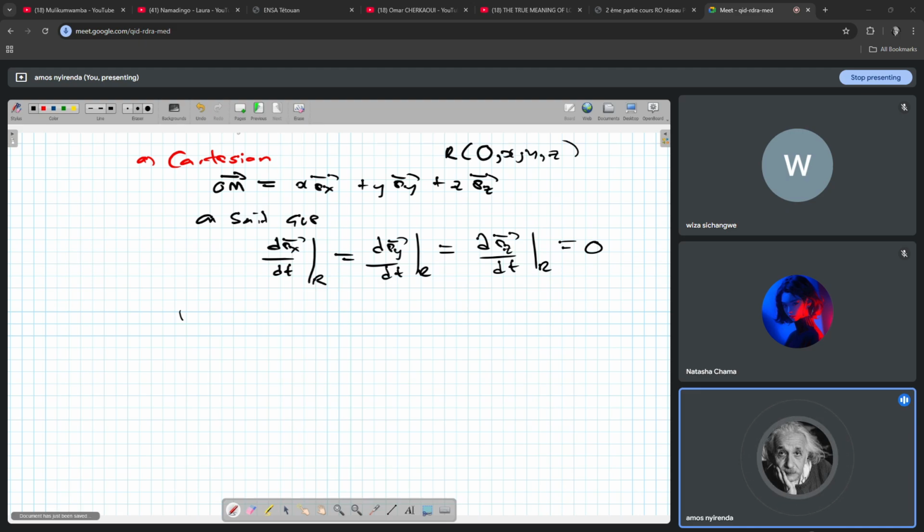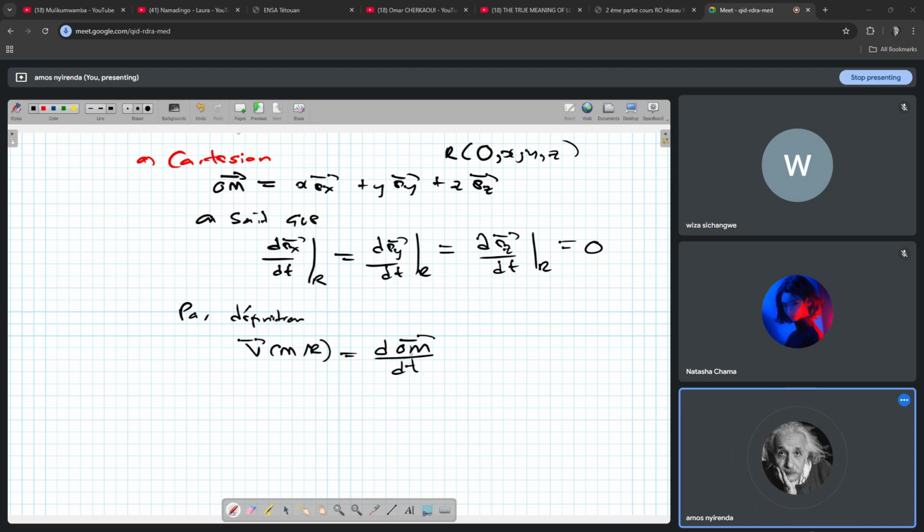And then by definition, par définition, we know that the velocity of a point M in our reference frame R is going to be the derivative of the vector position par rapport au temps. So this is how we can write it. By definition, the velocity of a point M in our reference frame R is going to be equal to the derivative par rapport au temps of the vector position.